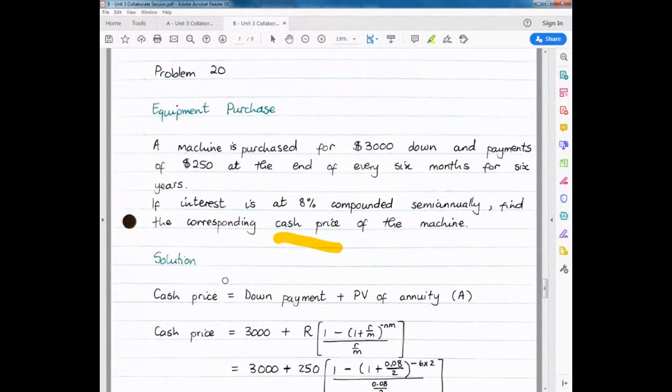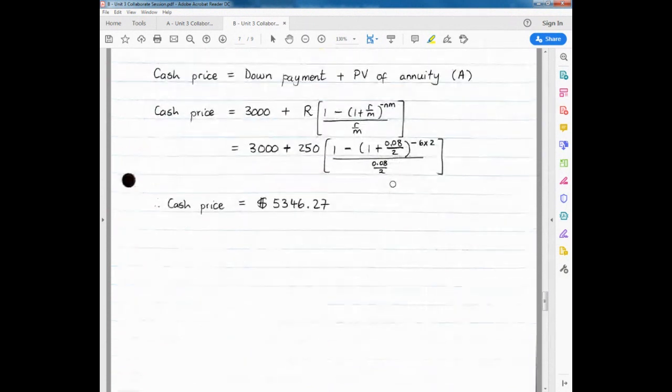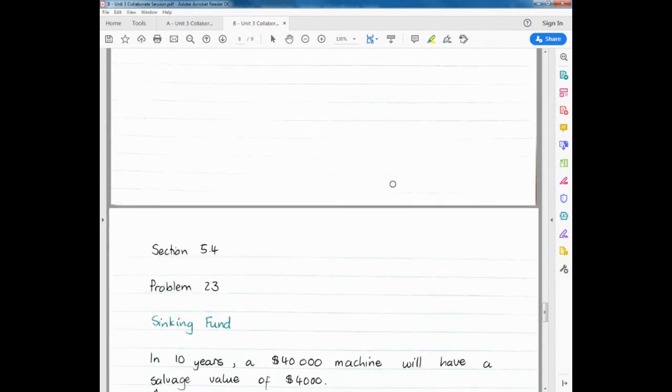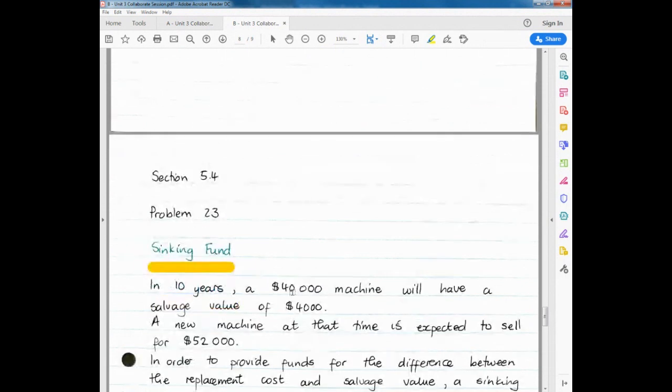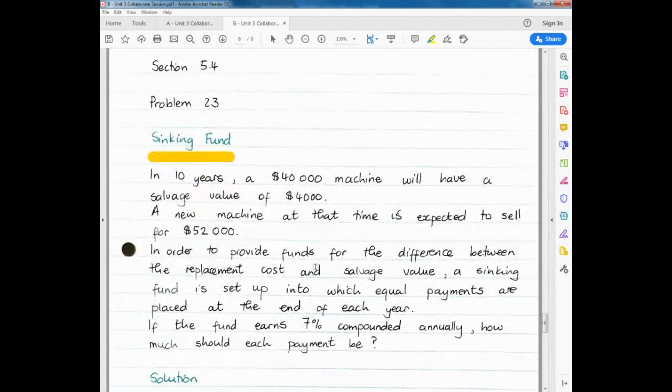Okay, perfect. So that's problem number 20, and the next one is problem number 23, and this is now a nice application of these annuities that we're looking at. Okay, so the sinking fund, it's another nice application. So the story in this case, it's quite a bit of words.